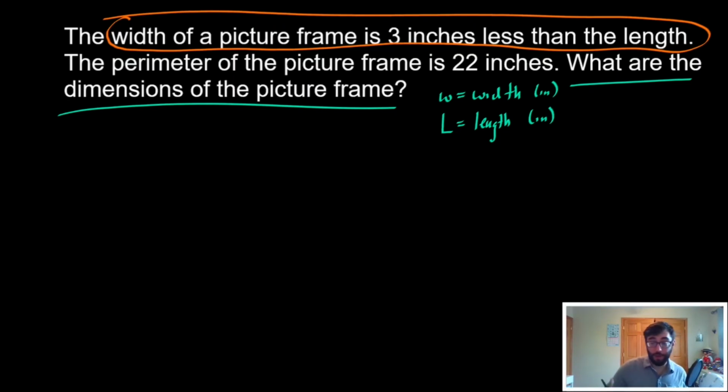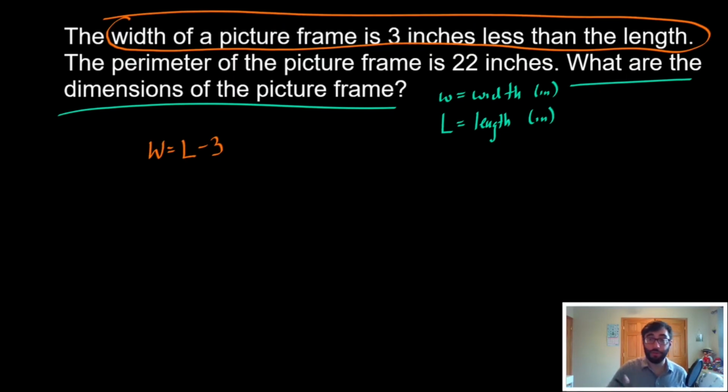Well, if the width is 3 inches less than the length, if the length was 10 inches, that means the width would be 7, right? And if the length was like 15 inches, then the width would be 12. Well, how are we getting that? Well, in order to find the width, I am taking whatever the length is, and I'm subtracting 3 from it, okay? That's what that equation should end up looking like.